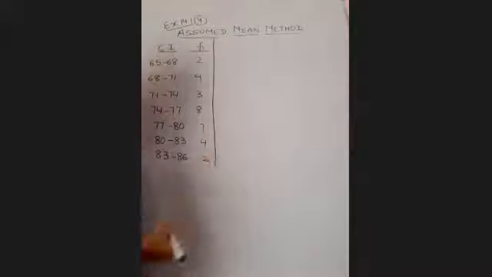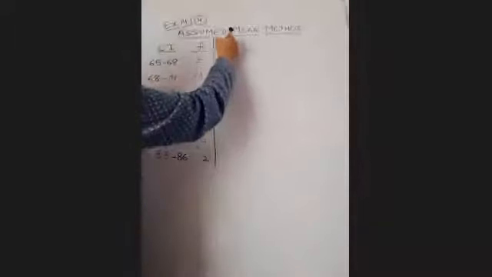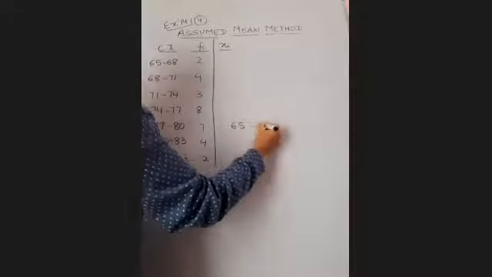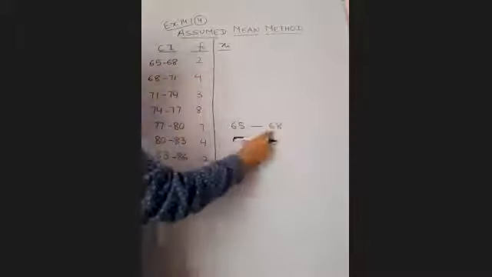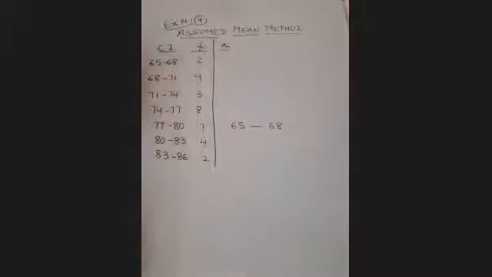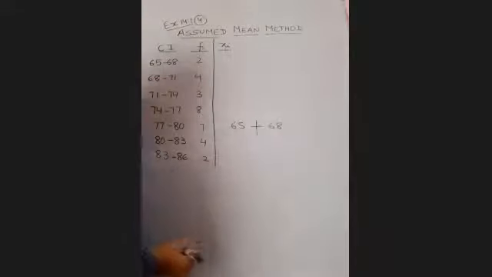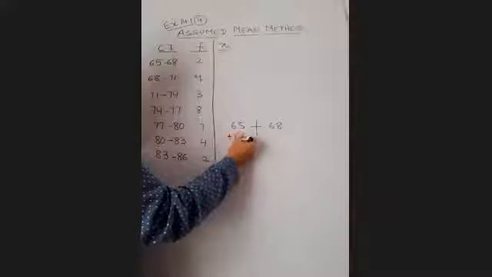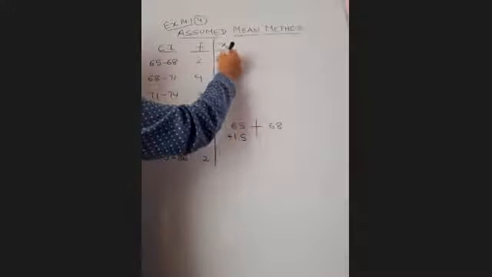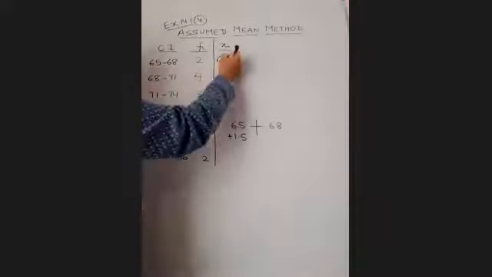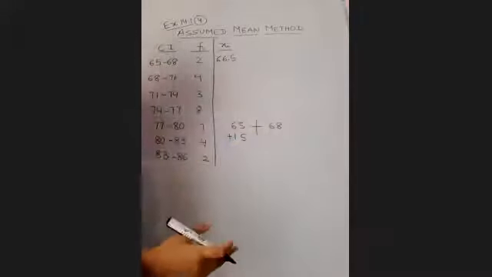I'll give you an easy way to find the class mark. This is applicable for all the intervals. See, class size is 3, since 68 minus 65 is 3. What is half of 3? 1.5. So just add 1.5 to the lower limit and we'll get the class mark. Because it's easy to find the class mark for 0 to 10, 10 to 20, 20 to 30.